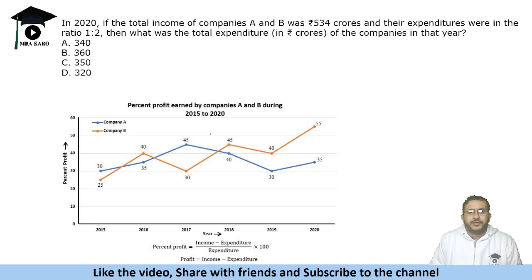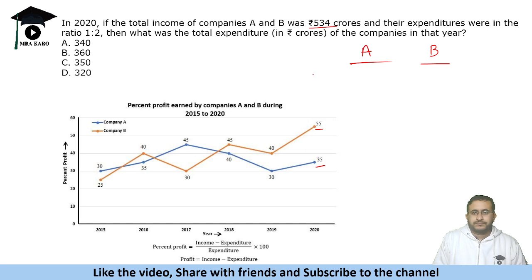profits and income. In 2020, if the total income of companies A and B was 534 crores and their expenditures were in the ratio 1:2, what was the total expenditure of the companies in that year? Okay, so it says that 135 and 35% and 55%. So let us say A and B, expenditure, income, profit. So expenditure 1:2.